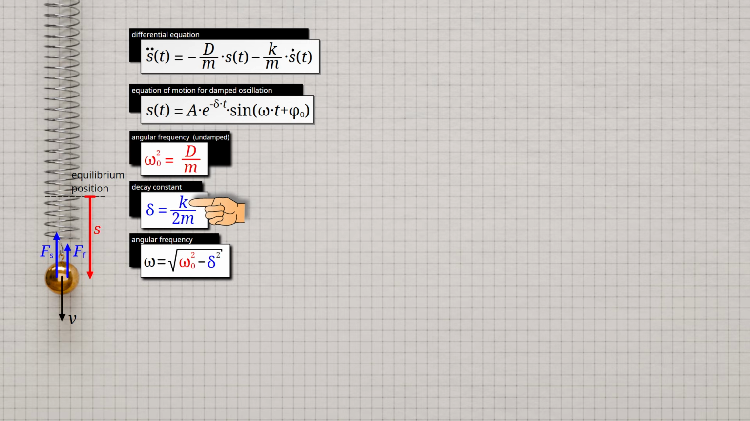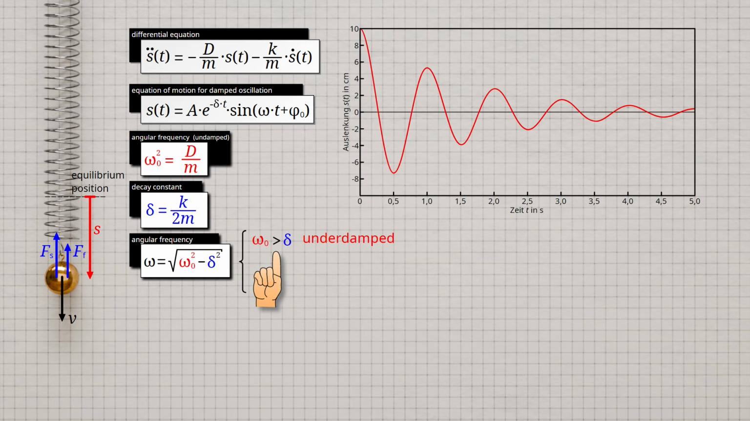As long as the damping constant k and therefore the decay constant delta are smaller than the angular frequency omega 0 of the undamped oscillation, the expression under the square root is positive. This gives us a mathematically and physically meaningful value for the angular frequency omega of the damped oscillation. These cases are referred to as the underdamped cases. With increasing damping, however, the decay constant delta becomes larger and larger, causing the angular frequency of the damped oscillation to decrease and the period to increase.